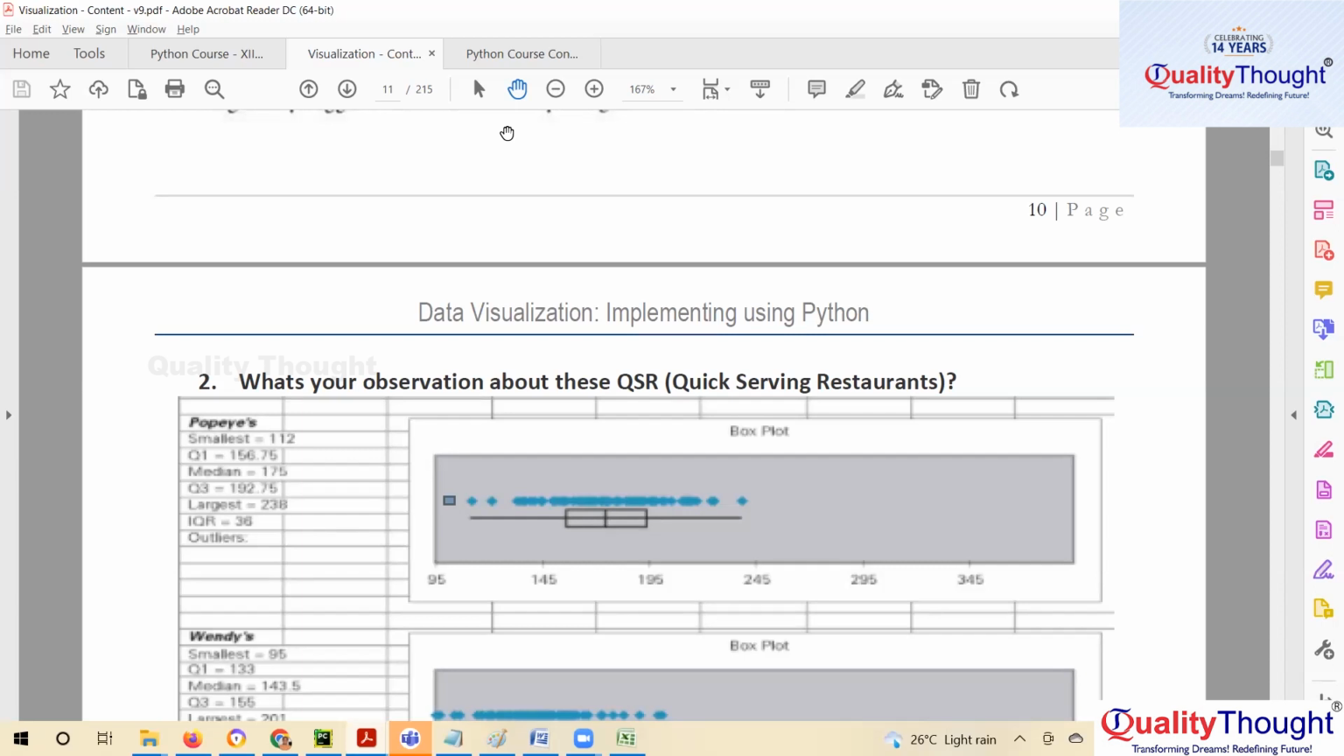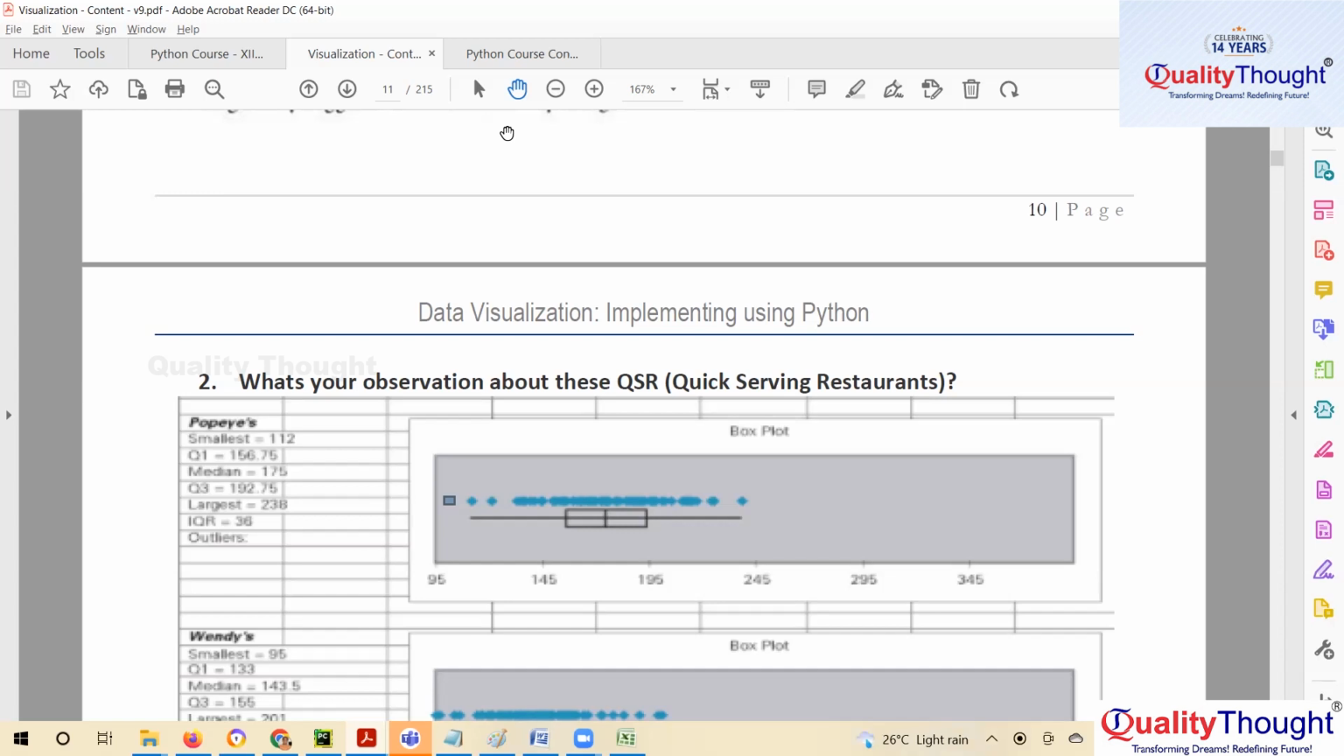What does it tell you? Look at the graph. What do you say? Just say what is there. We'll talk about meaning later. First, say what you see. Okay. Minimum time it takes to serve an order is 112 seconds. Are those seconds or minutes? It can't be minutes, right? 238 minutes, not possible. It is seconds only. So 112 seconds is the minimum, maximum is 238 seconds.